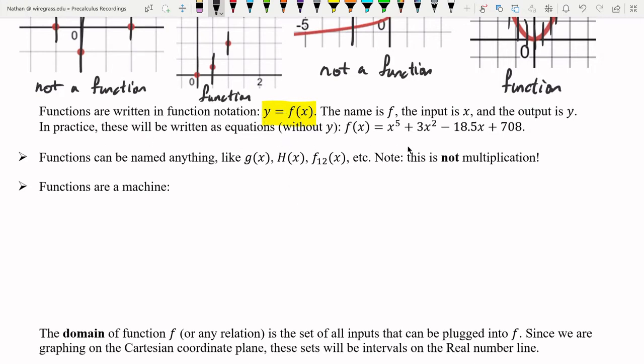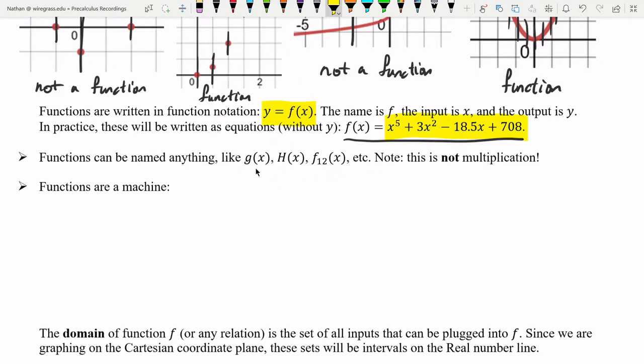So in practice, you won't see the y really. You'll see just an equation here. This equation, you should think of this side of the equation here, x to the 5th plus 3x squared minus 18.5x plus 708. You should think of this thing as f of x. So when you plug in x into these things, you simplify it out, and that will be your output, f of x.